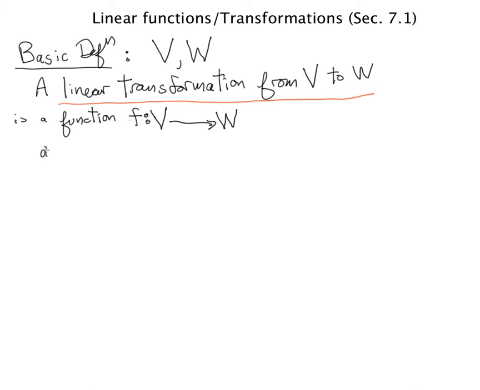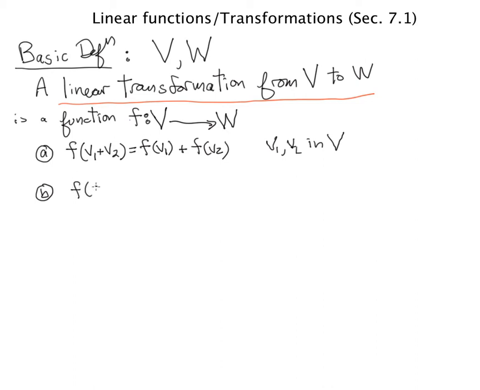The requirements are, first of all, that f of V1 plus V2 is equal to f of V1 plus f of V2, where V1 and V2 are any vectors in V. And the second condition is that f applied to C times V is equal to C applied to f of V for any constant or scalar C and any vector V in V.